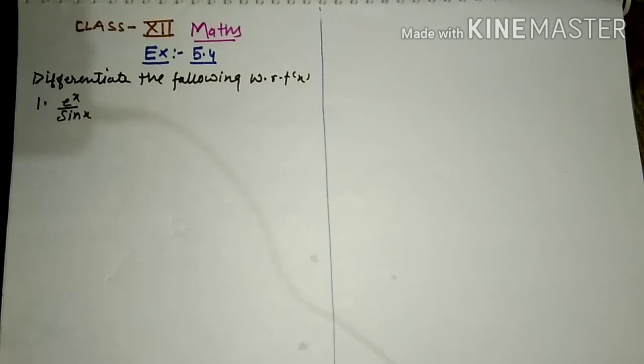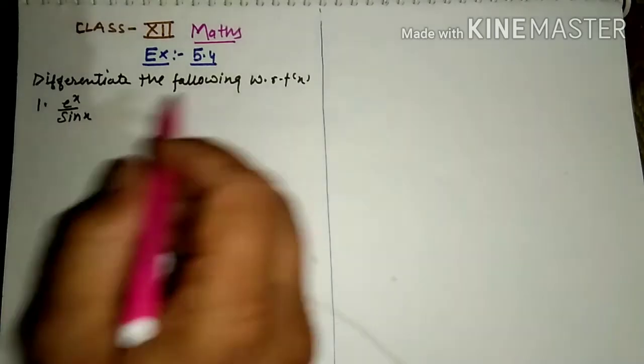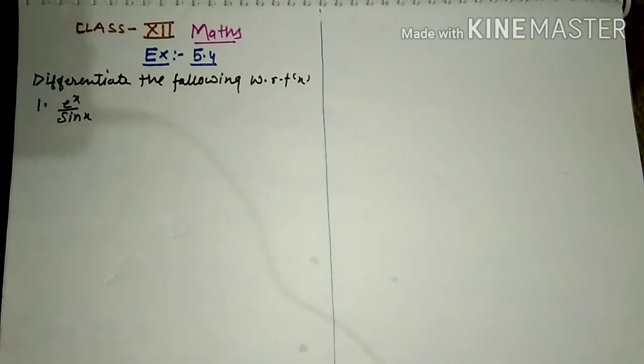Today we'll find the differentiation of the given functions from your exercise, and we have question number 1. In question number 1 we are given e to the power x upon sin x, and we have to find the differentiation of this with respect to x.